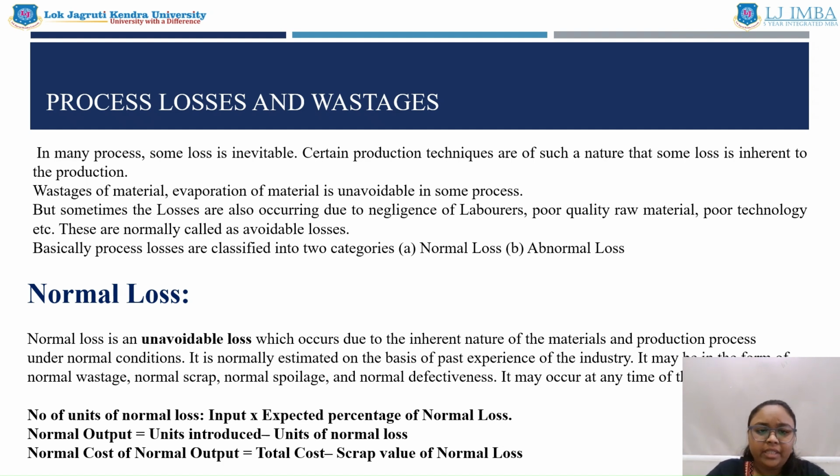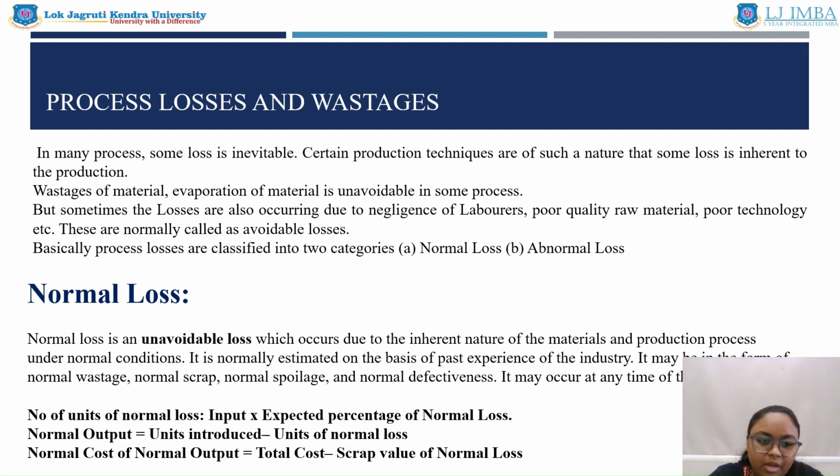Loss is very common, it will occur. The nature of some losses is inherent in production, that is, wastage of material, evaporation of material. These are the unavoidable losses in some processes. But sometimes the loss occurs due to man-made mistakes, right? That is negligence of laborers, poor quality of raw material, poor technology, etc. These are the avoidable losses.